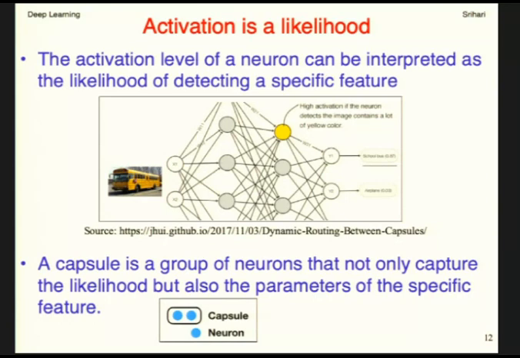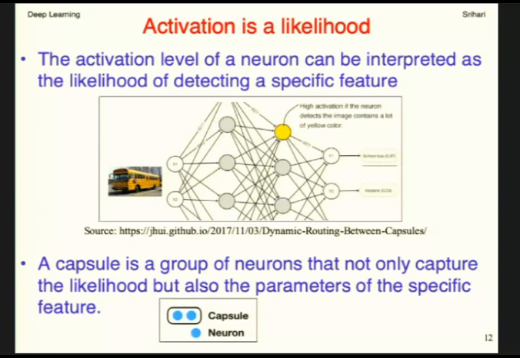So activation is a likelihood. It's an interesting idea. The activation level of a neuron can be interpreted as a likelihood of detecting a specific feature. Here is a US school bus. US school buses are always painted yellow, I suppose, purposely so that it's very bright and somebody does not cause an accident to it.